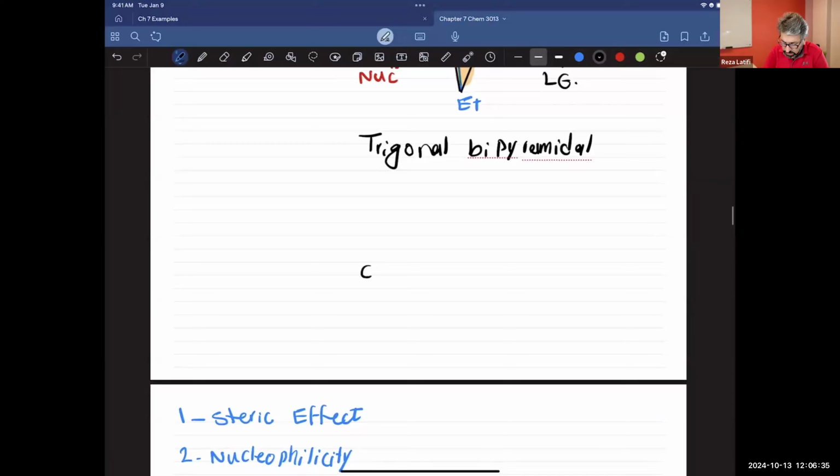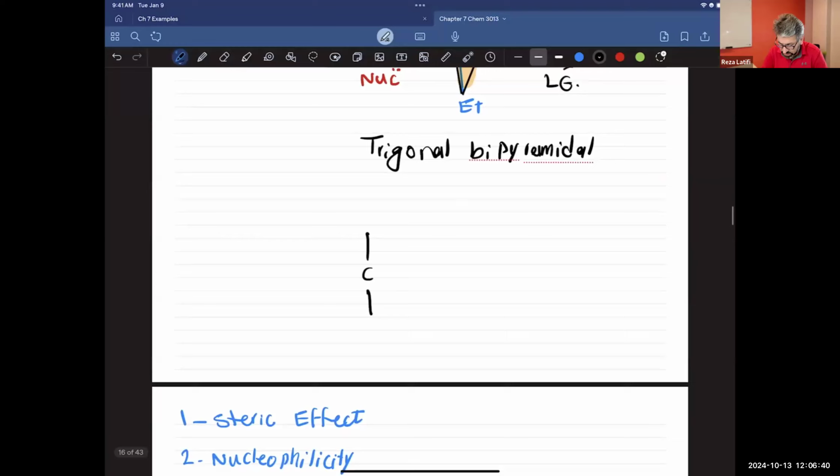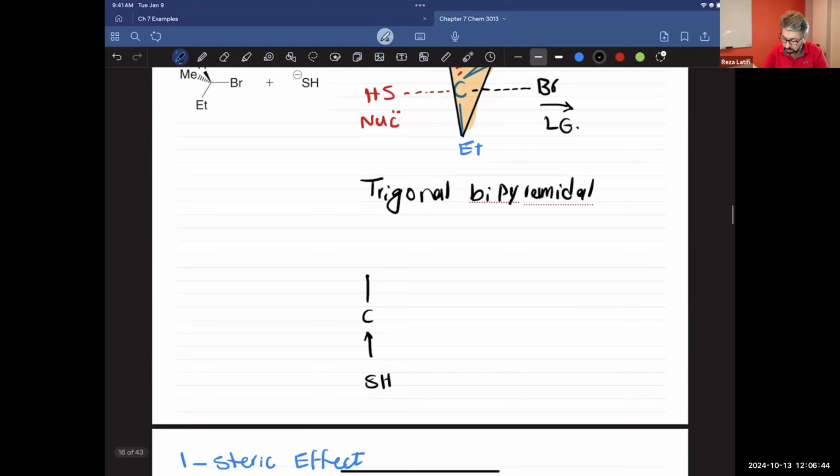You have a carbon with two groups attached to it, and one group is the nucleophile, SH. SH is trying to come to the system, while bromide is leaving the system. And then what do I have here? I have three groups there: let's say hydrogen, methyl, and ethyl, for example. Those are forming a plane for me, and the bromide and SH are across from each other.